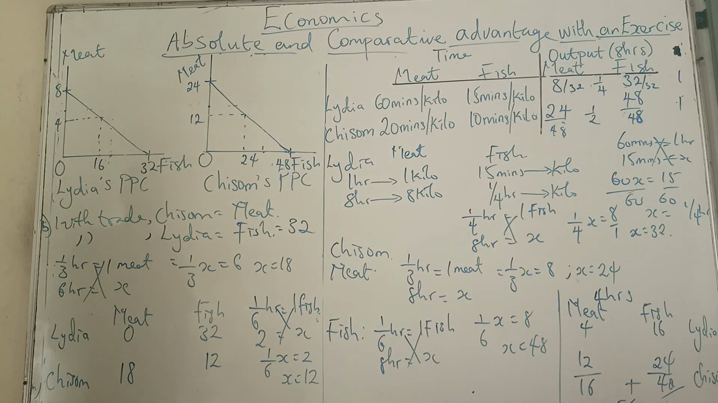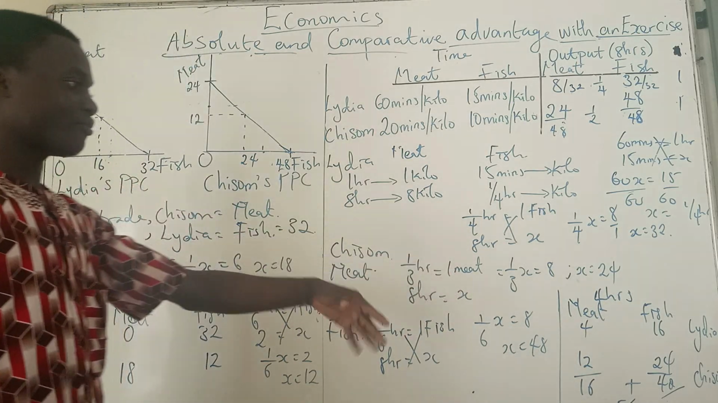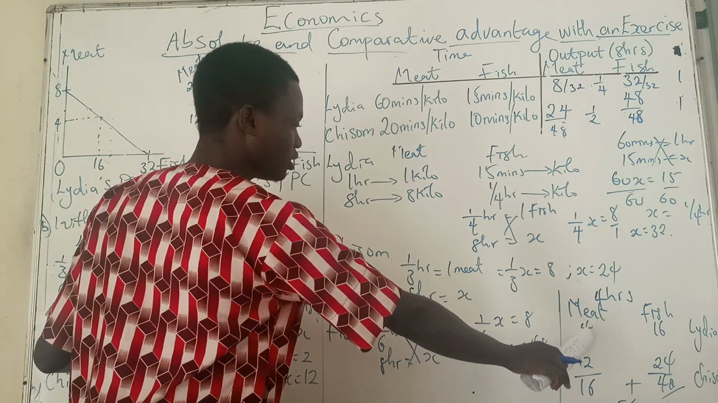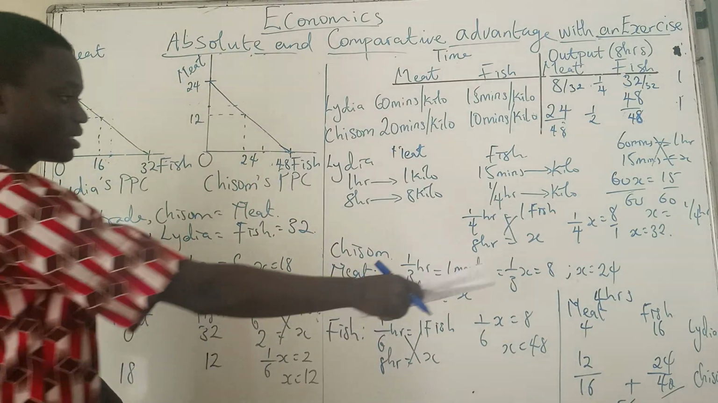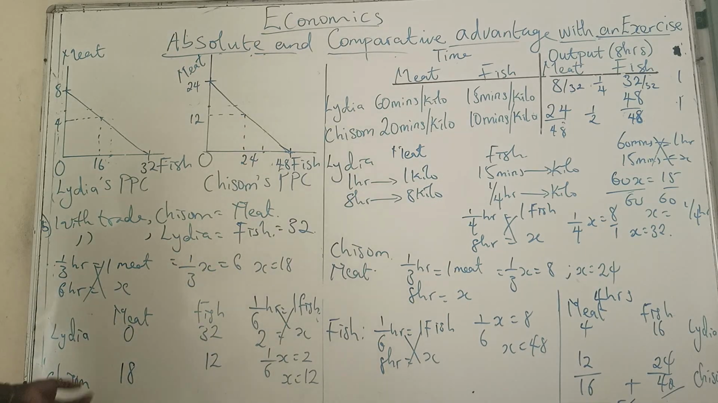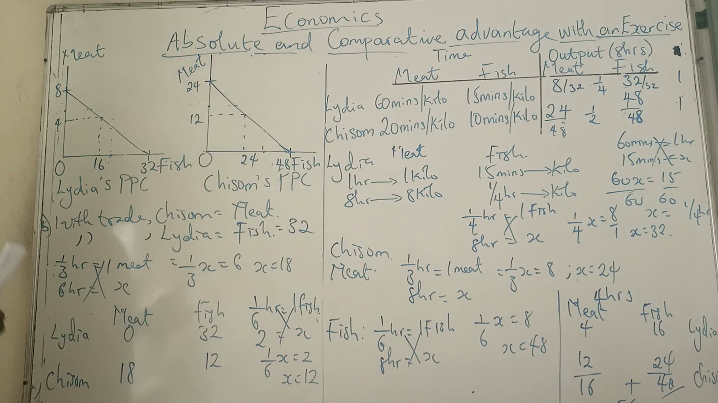Then let us make a comparison. This is what we have after specialization. They've not actually traded, but I'm going to show that in a bit. So we have this result, and then we have when they divided their time in half, using 4 hours each in the production of meat and fish respectively. We can see that Lydia has 4 kilo of meat there, and here she has 0. Then she has 16 kilo of fish there, and 32 over here. Chisom had 4 kilo of meat there, here she's having 18, and then 24 kilo of fish there, and here she's having 12.